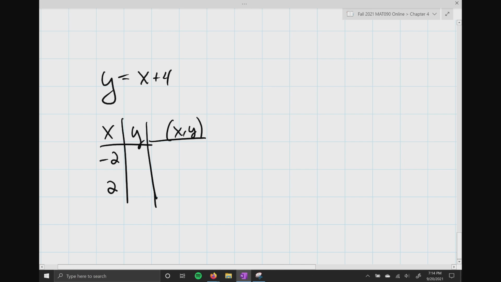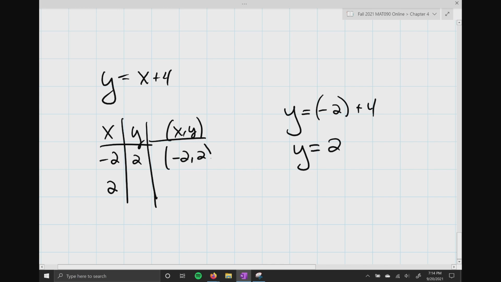Okay? So when x equals -2, y is going to equal -2 plus 4, which is +2. So this is going to be the point -2, 2. And then for our second point, I let x equal 2. So 2 plus 4 is 6. So this is going to be the point 2, 6. All right. So now that we have those points, all we've got to do is go back to the homework.